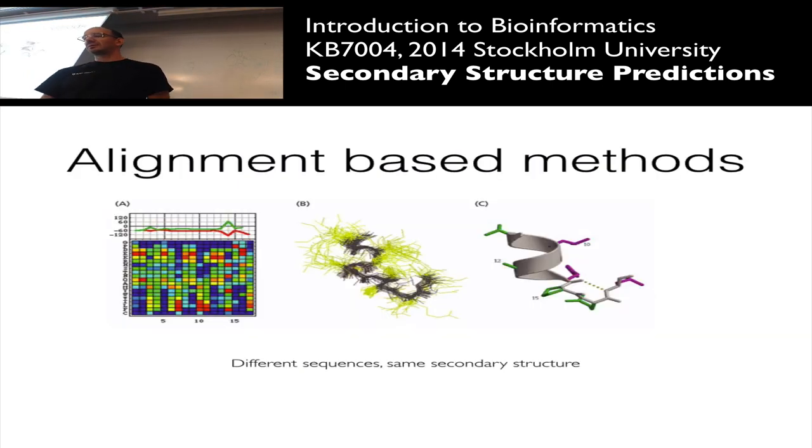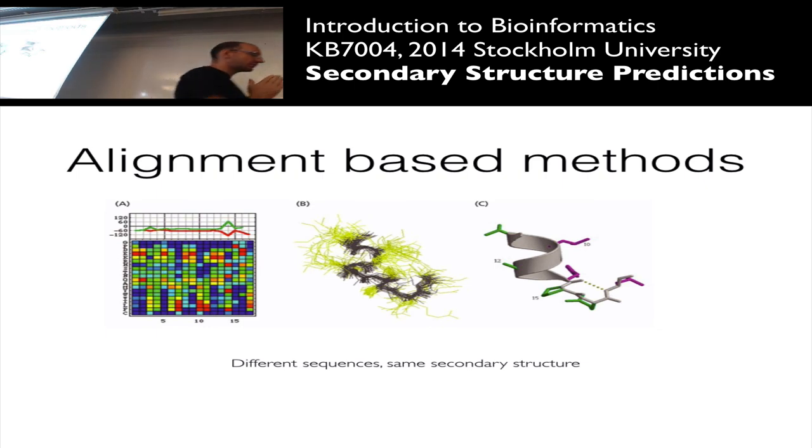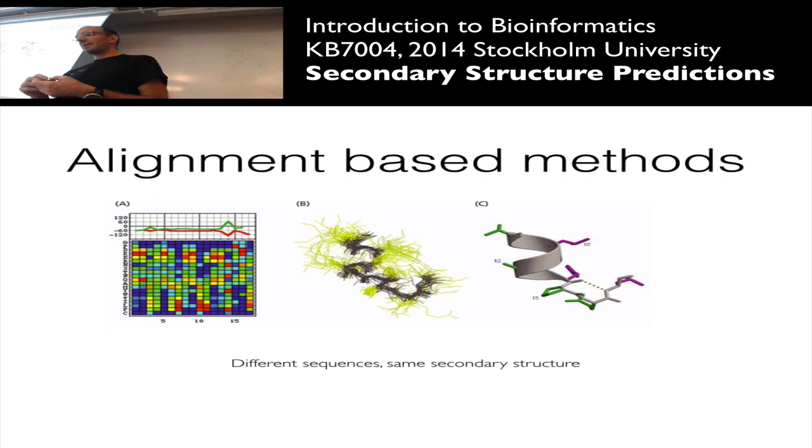So basically, if you make an alignment, you can get a nearly perfect secondary structure prediction. The sequences are different, but they have the same secondary structure. You can even do this for cases where you don't have very high sequence similarity, where the homology is a bit lower, and you can still use it for finding the secondary structures.